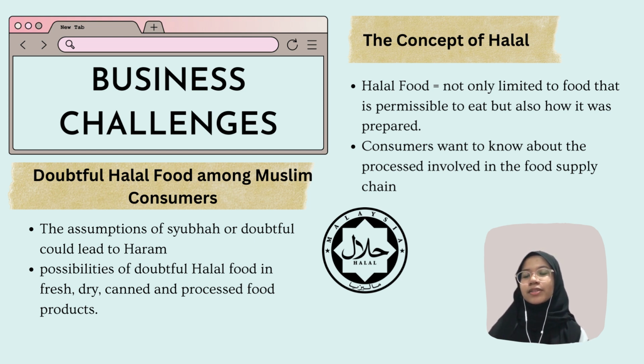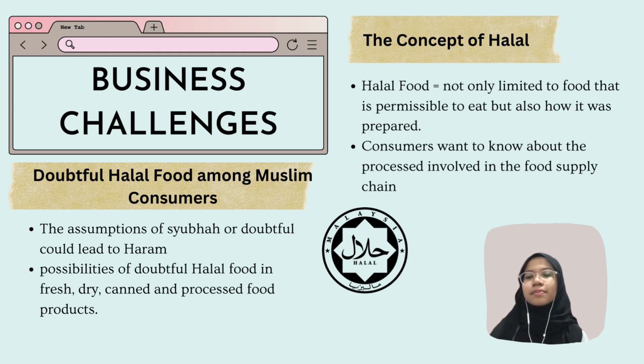We'll first discuss the concept of halal food. Halal food is not just food that is permissible to eat according to Quran and Sunnah, but also the process involved in the food supply chain. It also includes the process of food preparation and manufacturing according to Sharia law. Halal product is food that is produced according to religious needs based on the concept of halal and thayyiban.